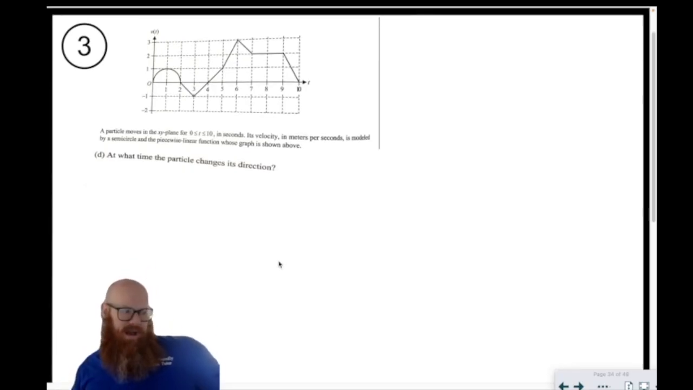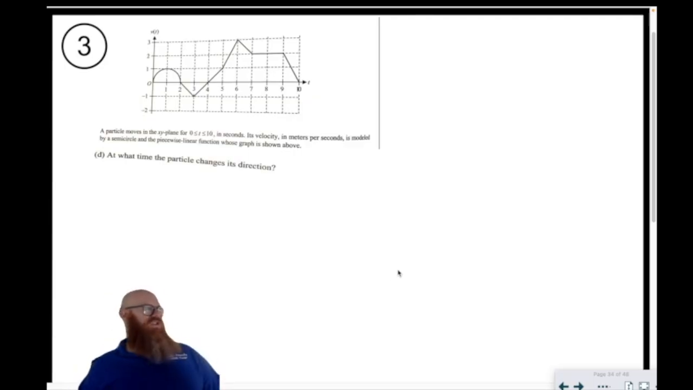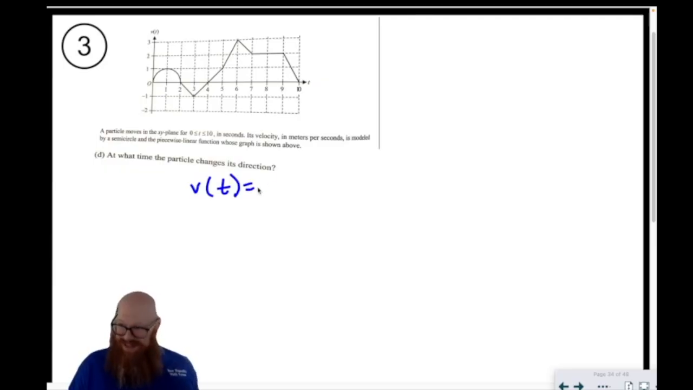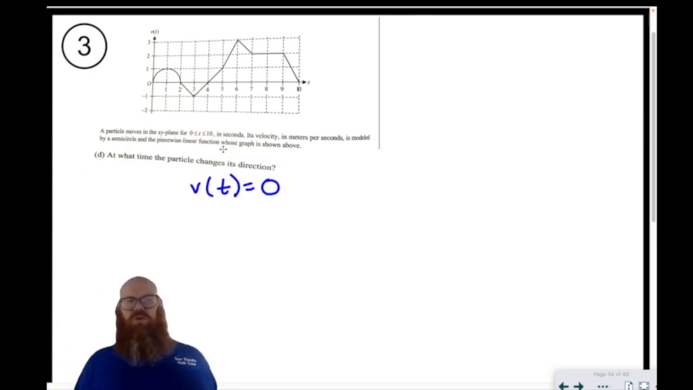At what time does the particle change its direction? So the way we want to think about this is it changes direction when velocity changes either from positive to negative or negative to positive. Velocity describes its speed and its direction. So positive is one direction, negative is the opposite direction. We just want to know first, when does velocity equal 0? And in addition, when does it change direction? So when does it go either from above to below or below to above the x-axis? That is when we're looking at a velocity graph.